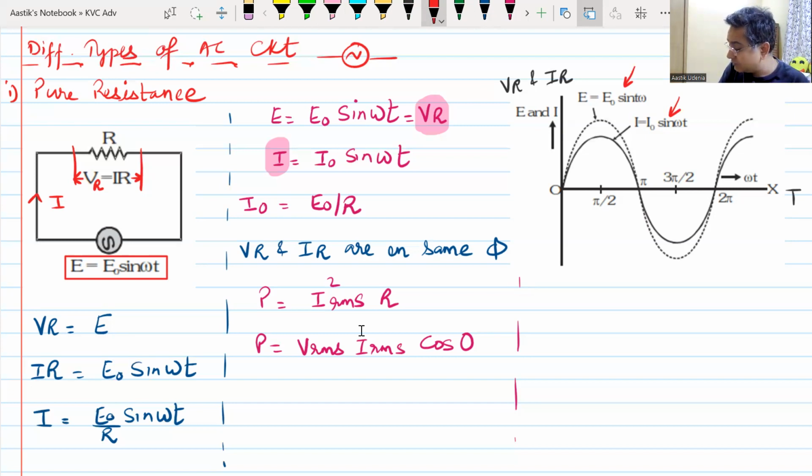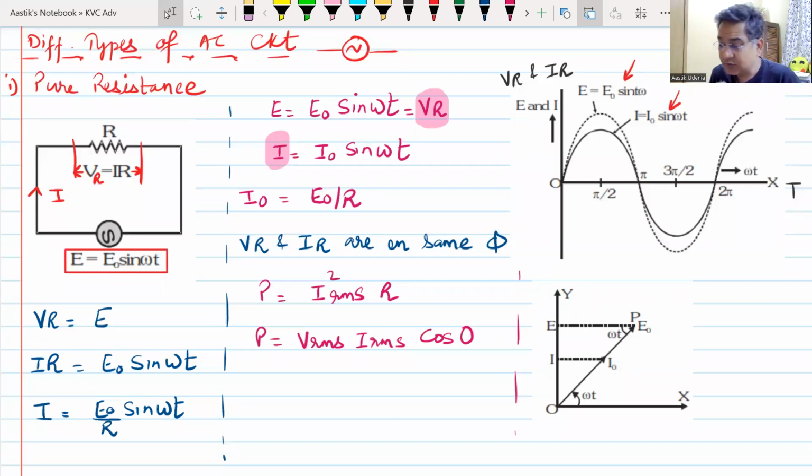Now I can draw their phasor diagram as well. And as you can see in this phasor diagram, they are in the same phase. Do we understand this? Everyone understands this, that they are in the same phase? Okay, I could have drawn this phasor diagram in this way also.